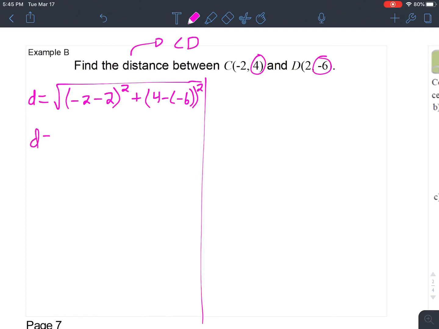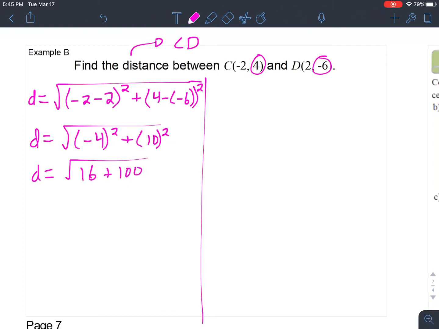Now we just need to simplify the inside. Negative 2 minus 2 is going to be negative 4. 4 minus negative 6 turns into 10. Now we have the square root of 16 plus 100, and we get the square root of 116. By the way, we should be writing our answer in simplest radical form. So even though we have the square root of 116, we should try to reduce that into something smaller. Just by looking at it, I can tell that number is going to be divisible by 4. If we had 120, we could definitely divide that by 4, so 116 is also divisible by 4 since it's 4 away from 120.